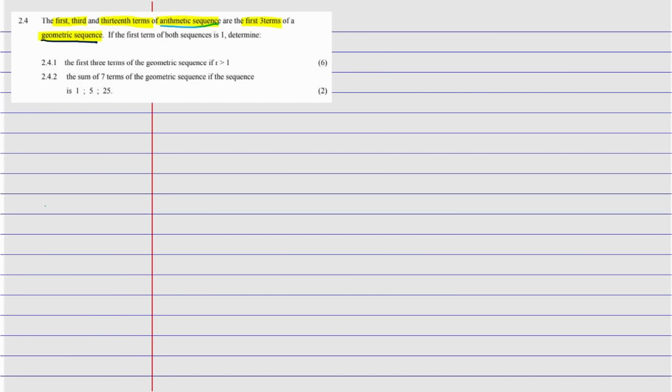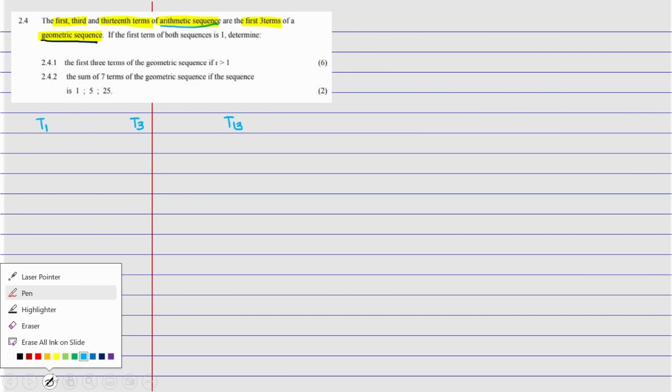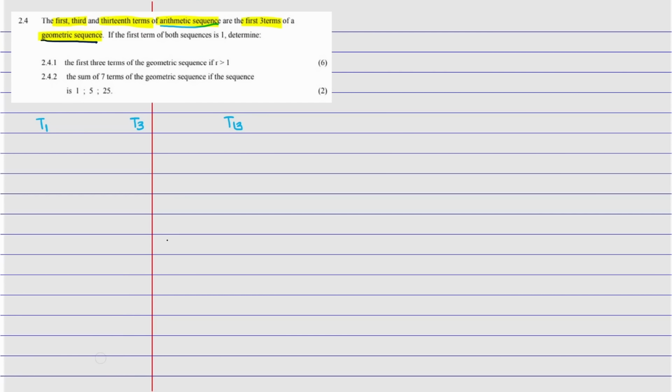So the one with the arithmetic, they tell us the fact that the first, which is T1, and the third, which is T3, and the 13th term are arithmetic, right? So that's what we know. Then they tell us that that is the same as being what? The first 3 terms of the geometric.